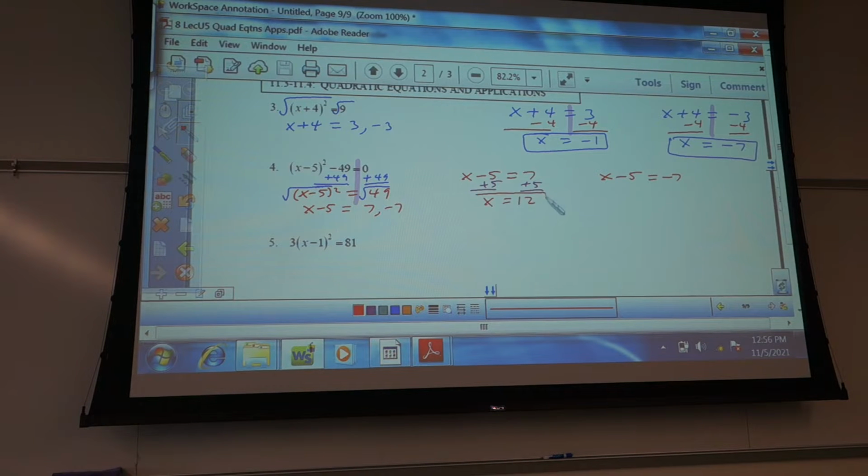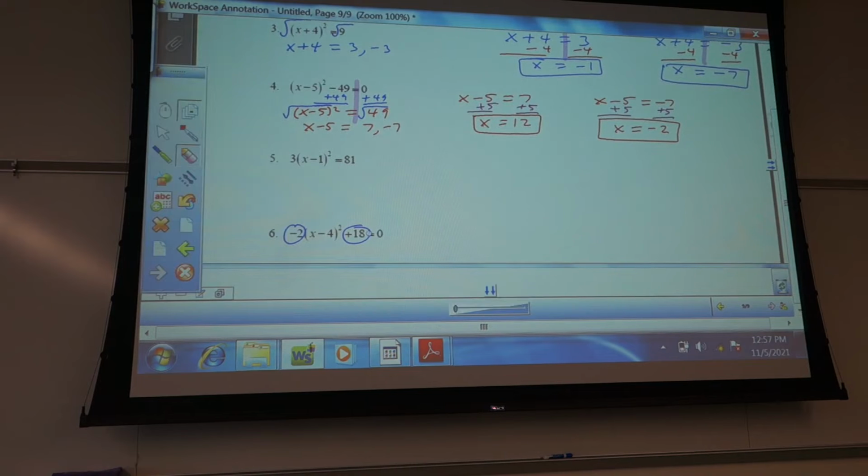That's one solution. Over here I'm going to add 5 to both sides. And I'll get x equals, I owe $7, I have $5. Altogether, my net worth is negative $2. Good? Okay, great.